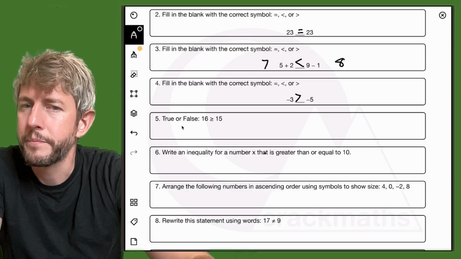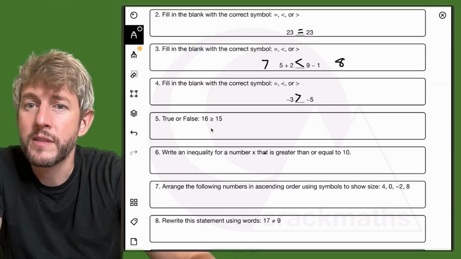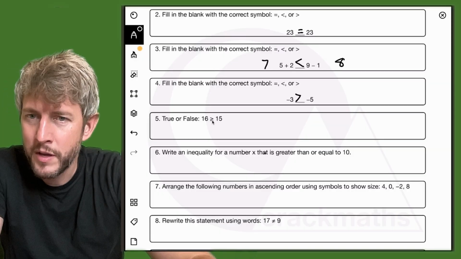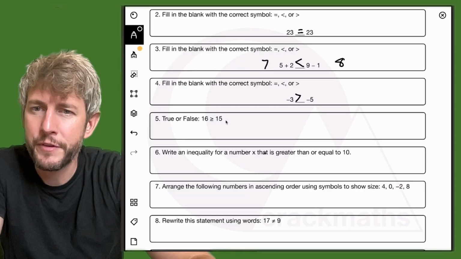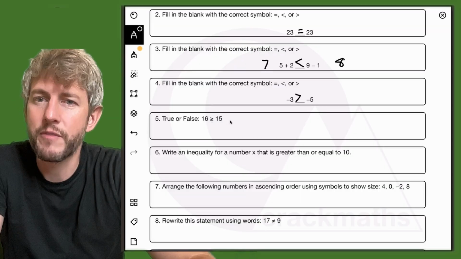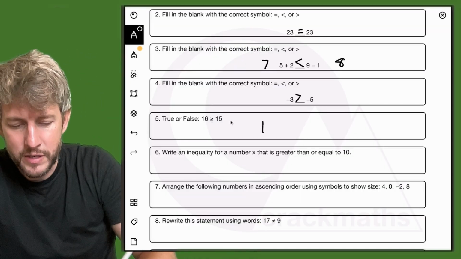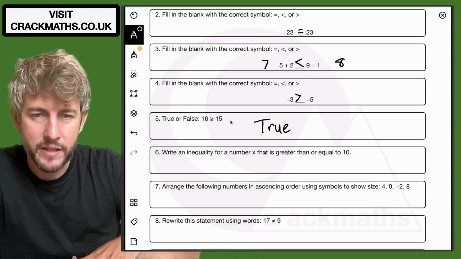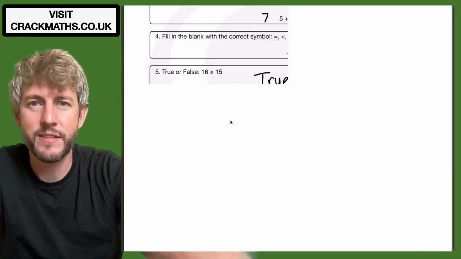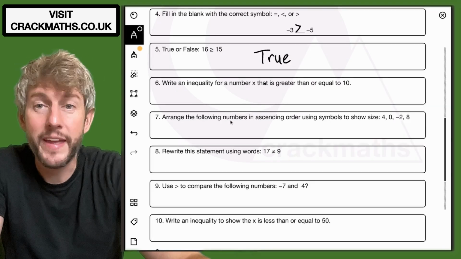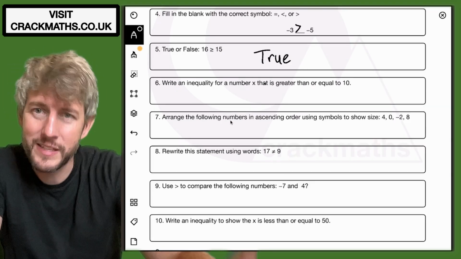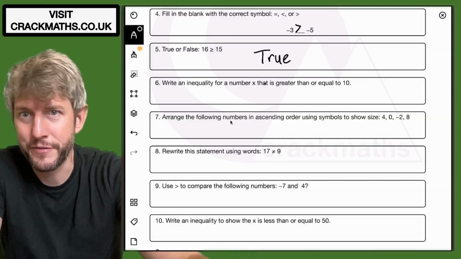Okay, right. Next one, true or false? 16 is greater than or equal to, that's what it means when it's got the extra line, 15. 16 is greater than or equal to 15. So that's true, because 16 is definitely greater than 15. So it's true that it is greater than or equal to 15. The equal just adds the option of it being 15, but it's not. But it's still true that it's greater than or equal to 15.